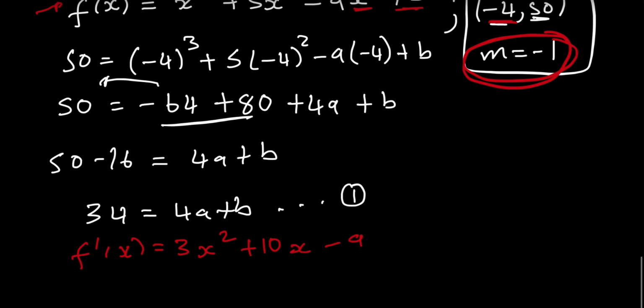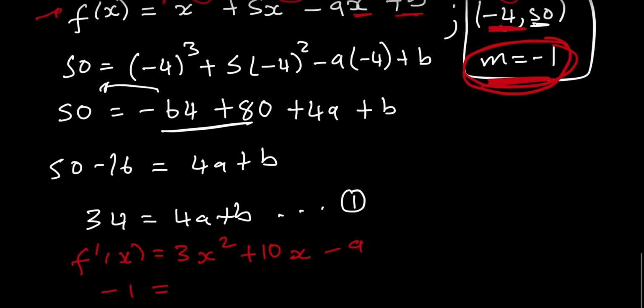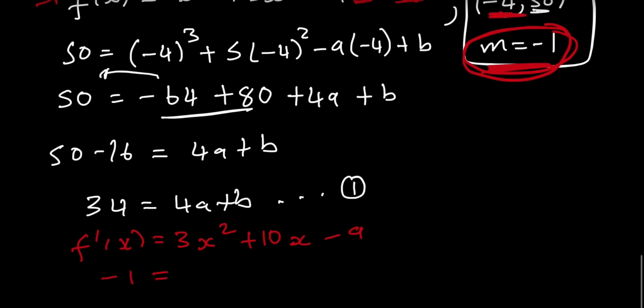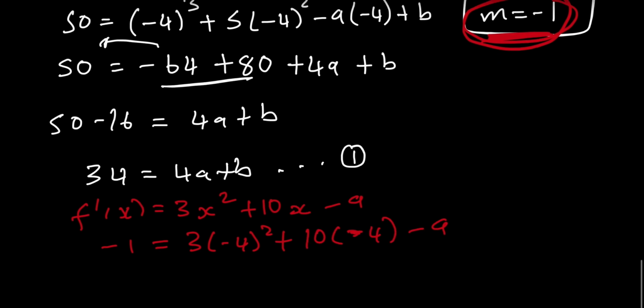So now we are told that the derivative is our gradient, which is equal to negative 1. So we're going to say the gradient is negative 1, but now at what point? At the point where x is equal to minus 4. So that means we're going to say this is negative 1, and then we're going to substitute the value of x as minus 4, and then we see what we get. That's going to be 10 into minus 4 and minus a.